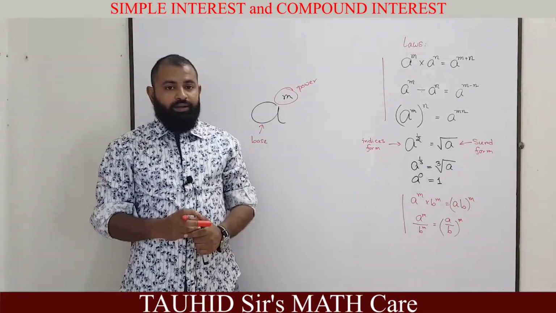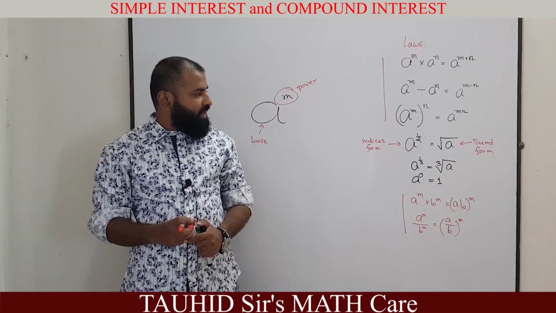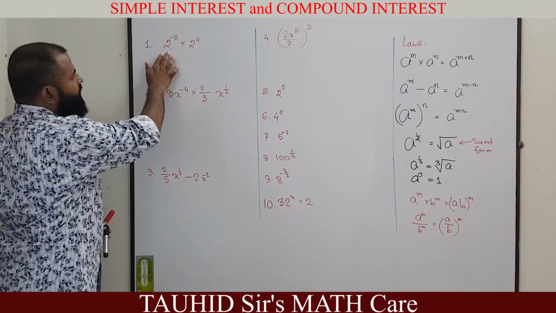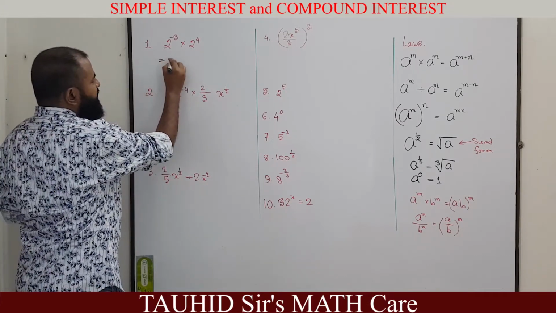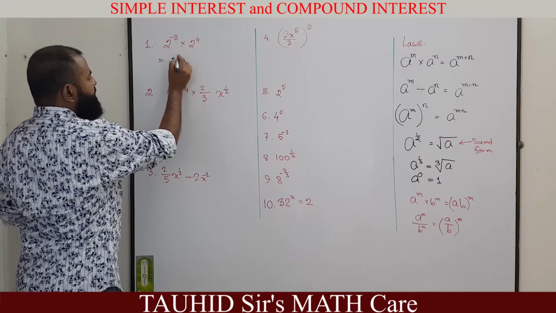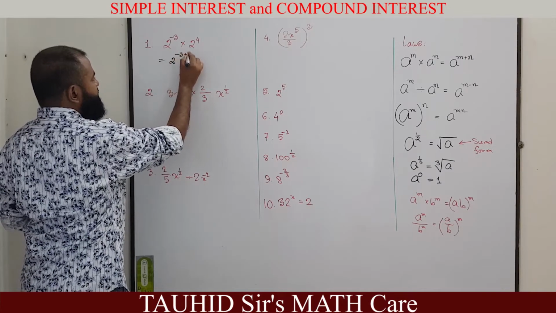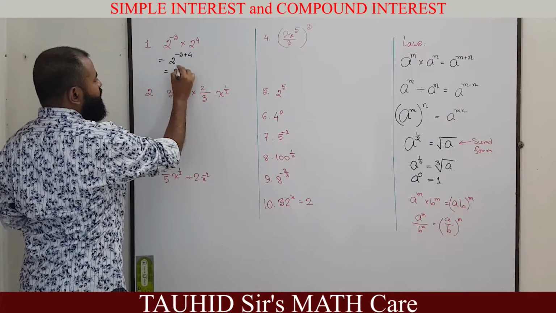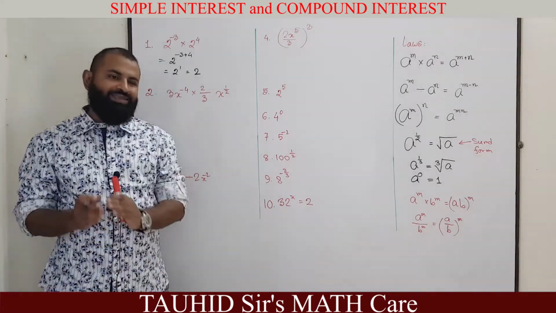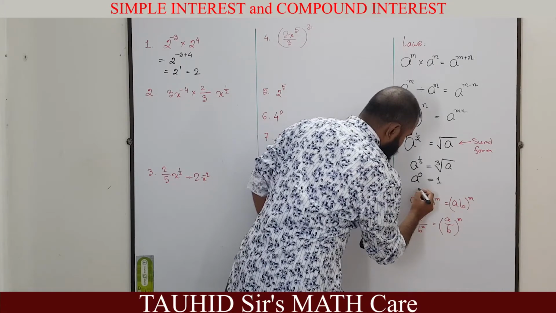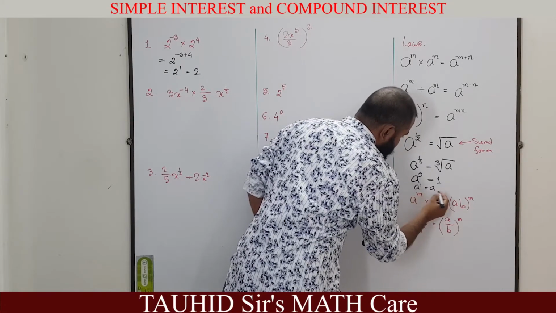Now we will discuss some examples to clarify them more. 2 to the power minus 3 into 2 to the power 4. We know that if the bases are same, we can simply add the powers, minus 3 plus 4. 2 to the power 1, that means 2. Anything to the power 1 is that thing. If we write a to the power 1, that means a.